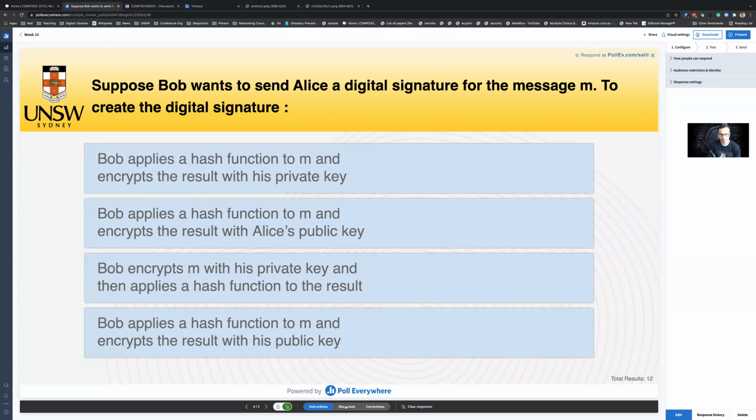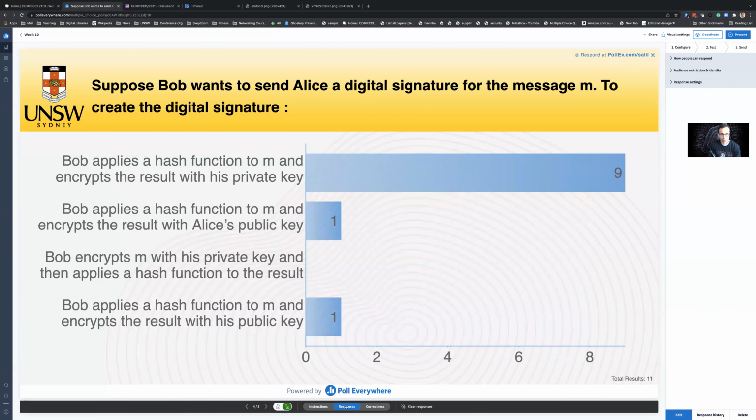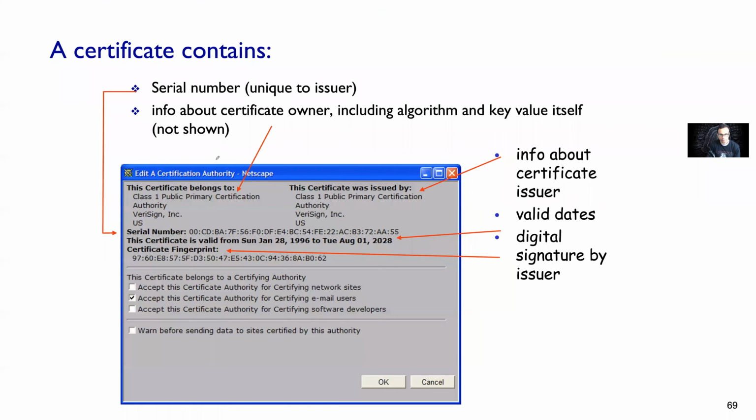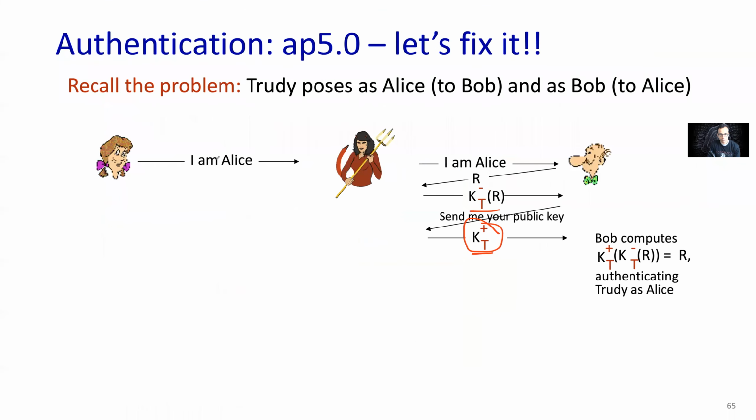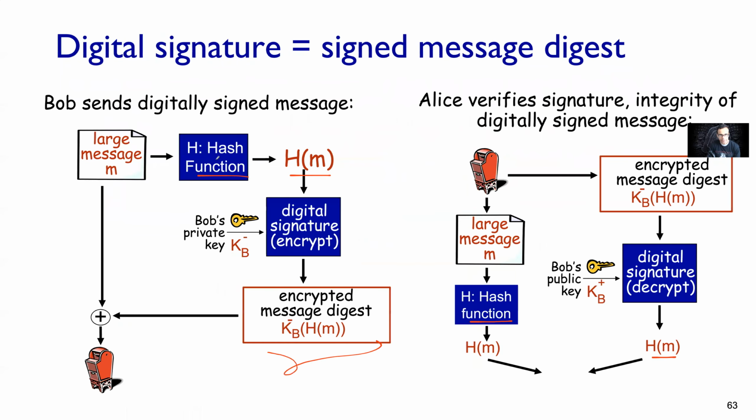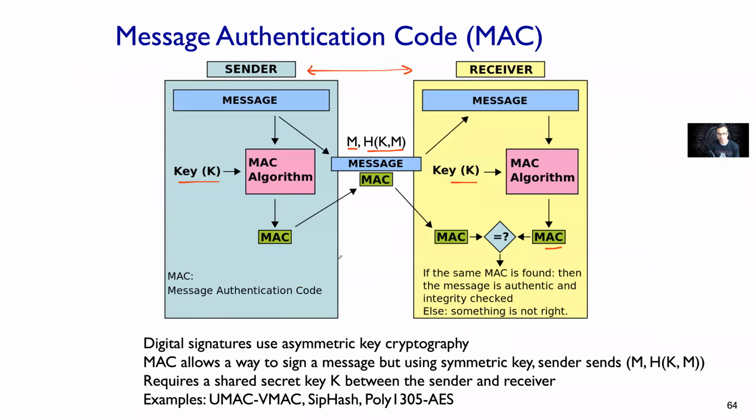Okay, let's have a look. So most of you are saying Bob applies a hash function to M and then encrypts the result with his private key. And yes, that is perfect, right? That is the correct answer. That's precisely what's shown on this slide here, right? So Bob takes the message, passes it through a hash function, generates the message digest, and then applies his private key to generate the digital signature. So well done.